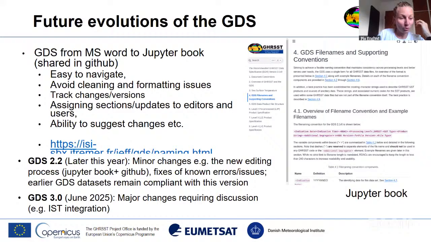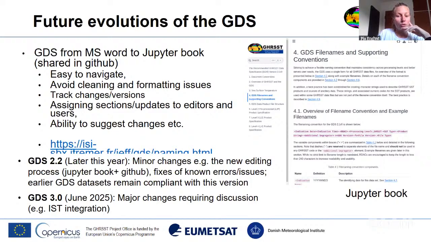If you want to see more of how it's working and going to look, you can click on the link in this slide here. Currently we are planning 2 releases. One release later this year, GHRSST version 2.2, which will include minor changes and fixing of known errors and issues. It will be moved from the Word format to the Jupyter book, but other than that, it will remain compliant with the previous versions of the GHRSST.